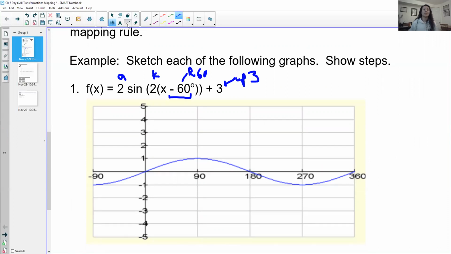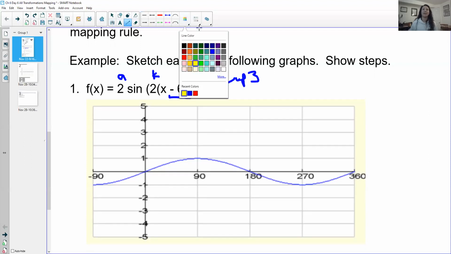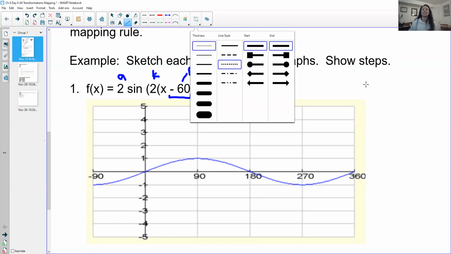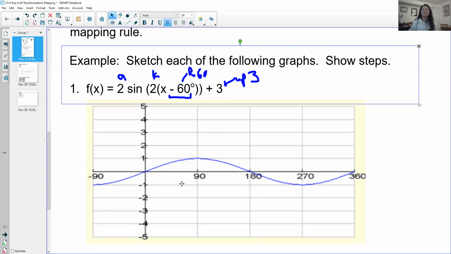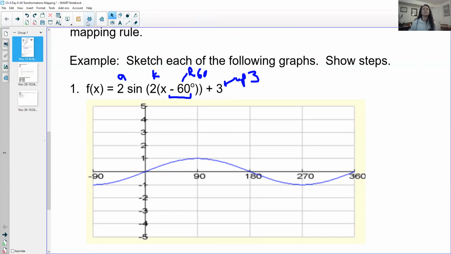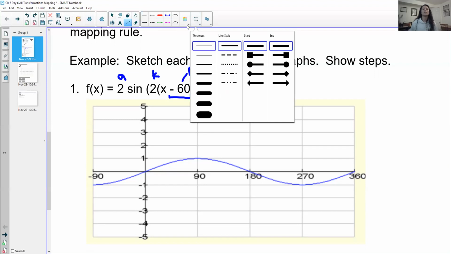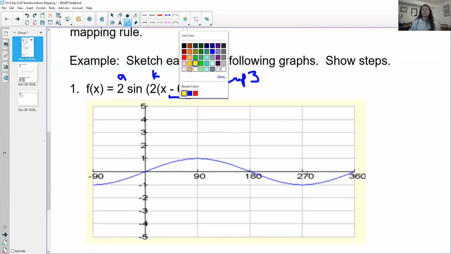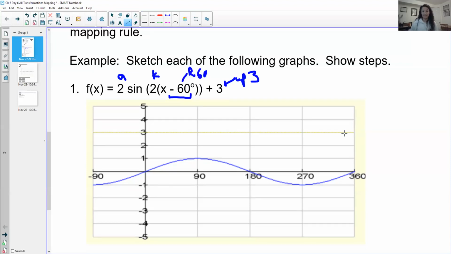Now, I know I keep mentioning, I do it backwards. I don't do it in the order or the way that we're supposed to do it in math. I like switching my axes first. So if this is where my axis should be, I notice that it's going to go up 3 units. So I'm just going to put a yellow dotted line there for myself. And then I notice that it's been shifted to the right 60. So 60 would probably be somewhere over here, okay?